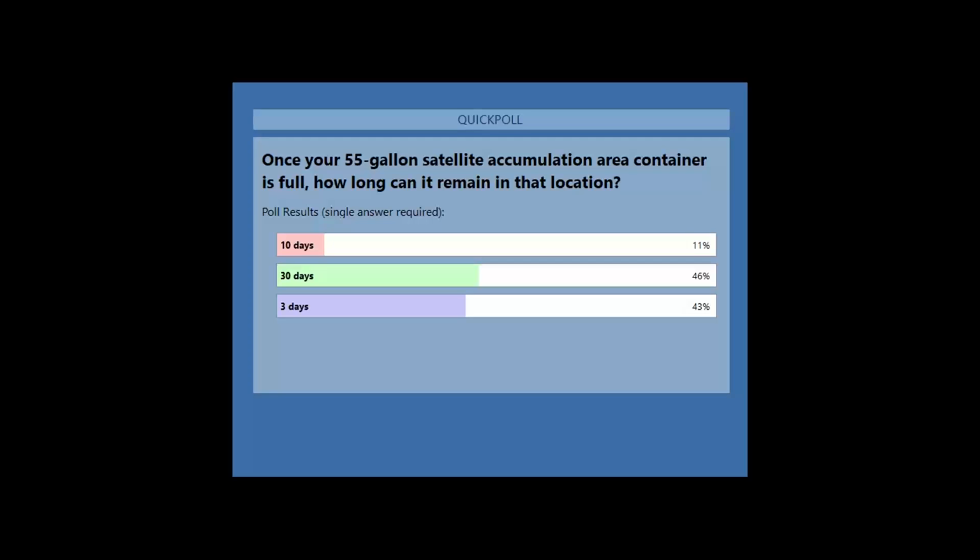Well, the correct answer is 3 days. Once the container is full, it needs to be moved to the central accumulation area within 3 days. The container needs to be dated, and then you need to comply with the accumulation requirements for the 180-day or 90-day storage time limit.